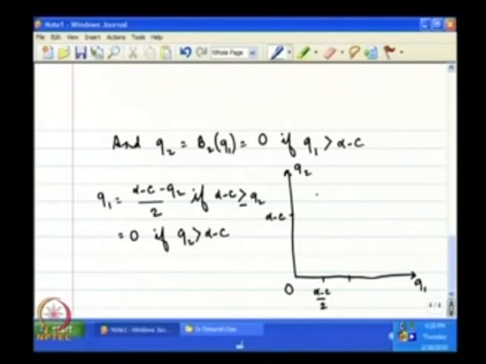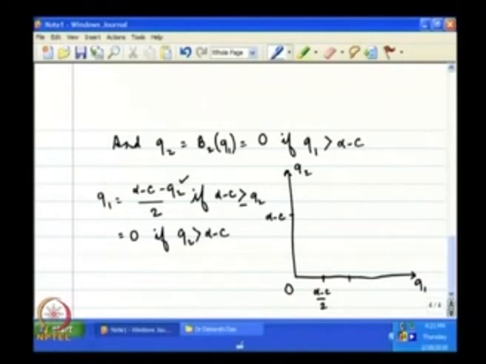If Q2 is greater than alpha minus C, Q1 is 0. If Q2 is less than alpha minus C, then this becomes operative, and how does this look? If Q2 is equal to 0, Q1 is equal to alpha minus C divided by 2, which means this curve is going to start from here, and we can see that it's a straight line. It is not a quadratic or a function of higher order. So the diagrammatic representation will be a straight line.